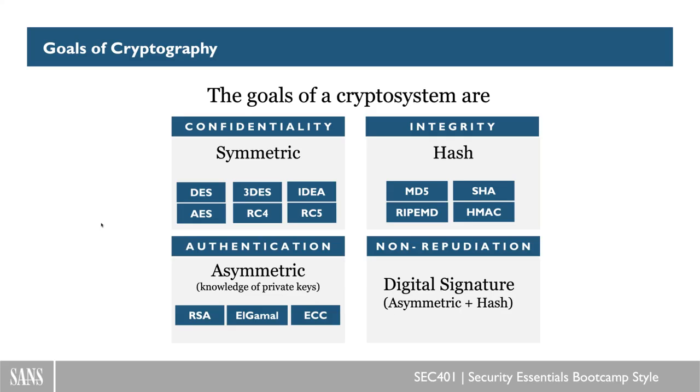Integrity, as already alluded to, is met through the use of hashing algorithms, with names like MD5, SHA-1, SHA-256, etc. Authentication, a very important concept, can be met by the use of asymmetric cryptography. We have names like ECC, RSA, ElGamal. And once again, non-repudiation is a combination of two of these systems: asymmetric for authentication plus hashing for integrity.